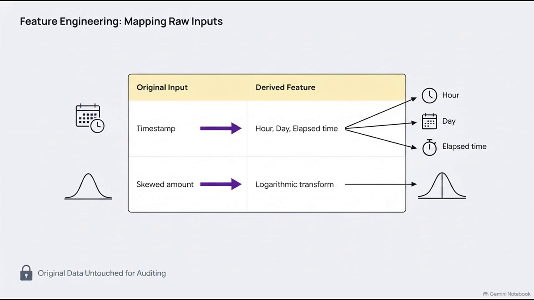Or think about a heavily skewed positive amount. That might receive a logarithmic transform to stabilize its distribution. Why does this matter? Well, different transformations expose entirely different patterns. They literally encode your specific modeling choices, rather than just neutrally formatting the data. And notice something really important here. The original inputs always remain untouched and available for auditing.